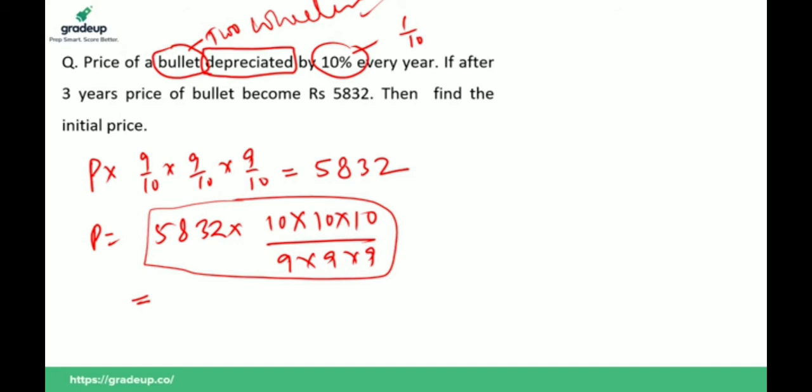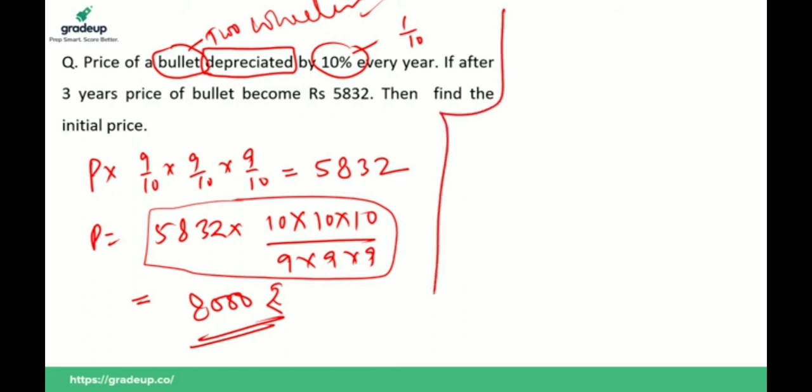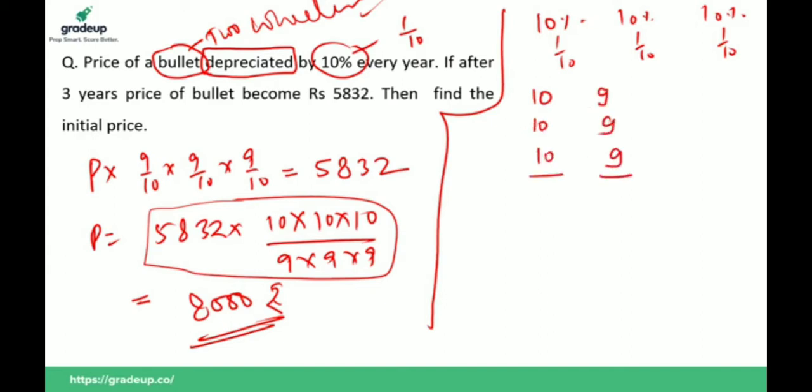After solving this, you will get your answer. So this will be your answer. I hope you got the point. Or you can go by the other method also, that is chain rule. 10% depreciation, 10% depreciation, that is 1 by 10, 1 by 10, 1 by 10. You can write the initial price of the bullet is 10. After depreciation, the price of the bullet becomes 9. 10, 9, 10, 9. This will become 1,729.